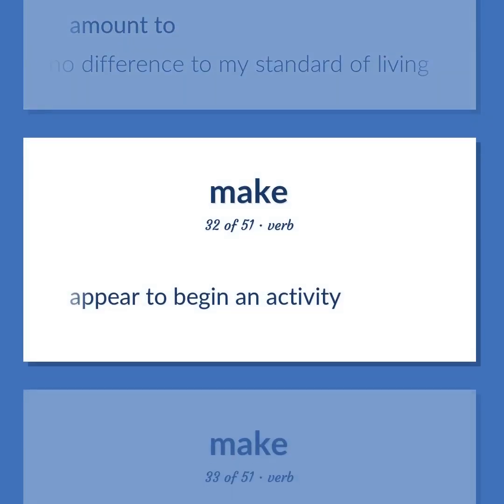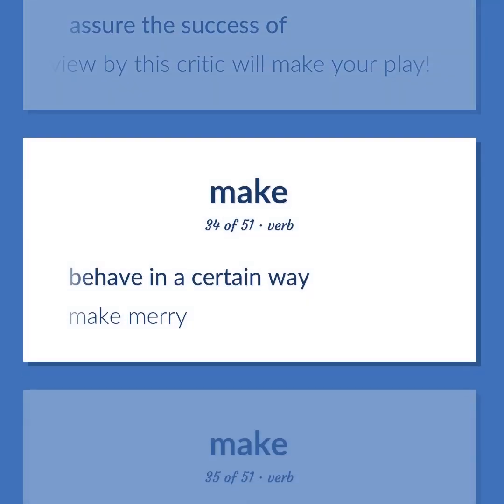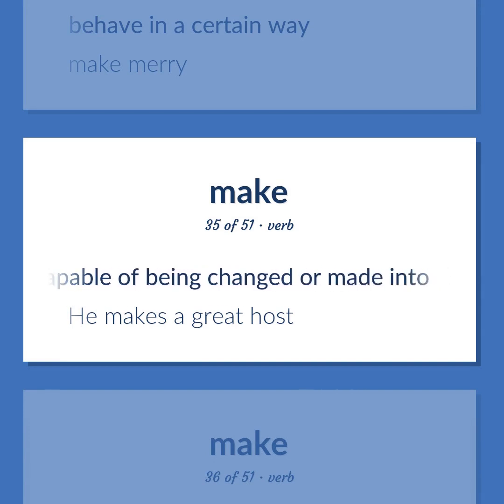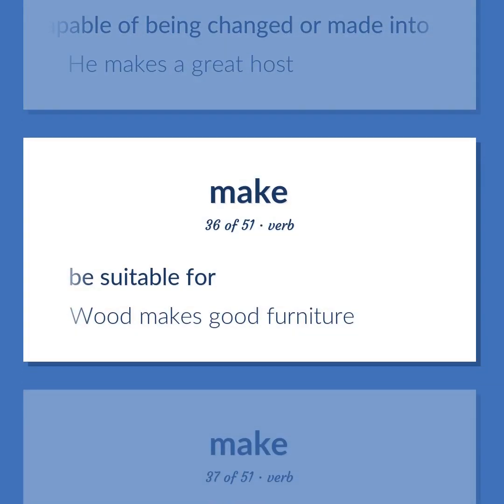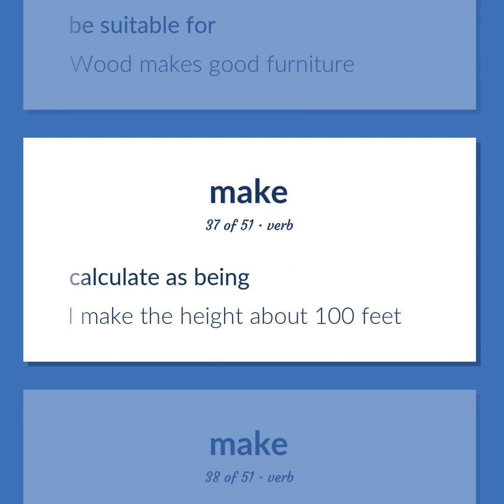Appear to begin an activity. Assure the success of. A good review by this critic will make your play. Behave in a certain way. Make merry. Be or be capable of being changed or made into. He makes a great host. Be suitable for. Wood makes good furniture. Calculate as being. I make the height about 100 feet.